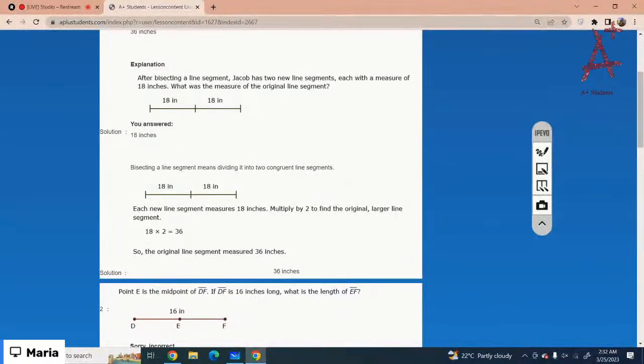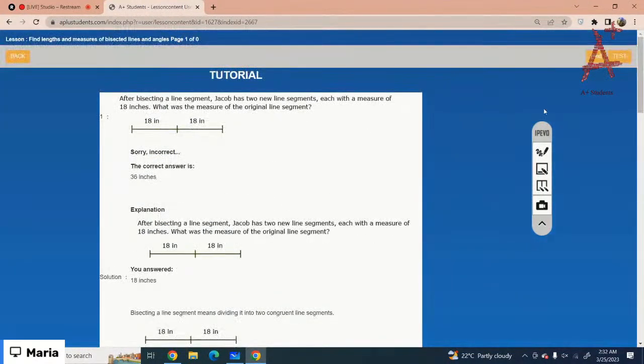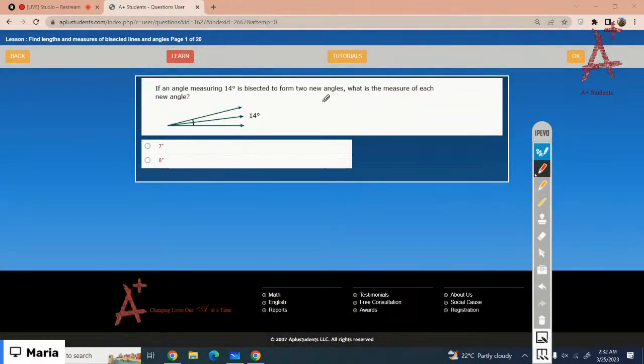Okay, let's start with the test questions so that we can do more practice questions. If an angle measuring 14 degrees is bisected to form two new angles, what is the measure of each new angle? So basically the original angle is 14 degrees. Got it? You divide it into two new angles.